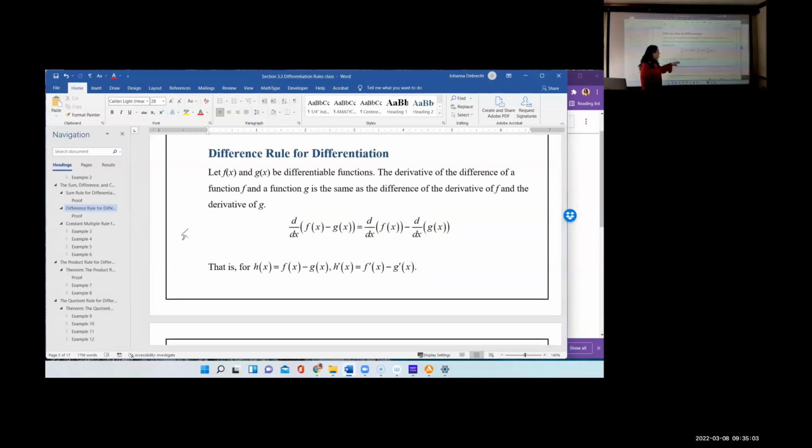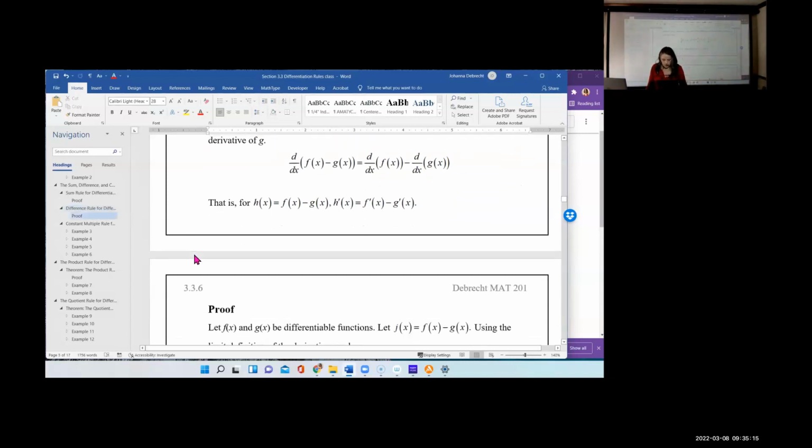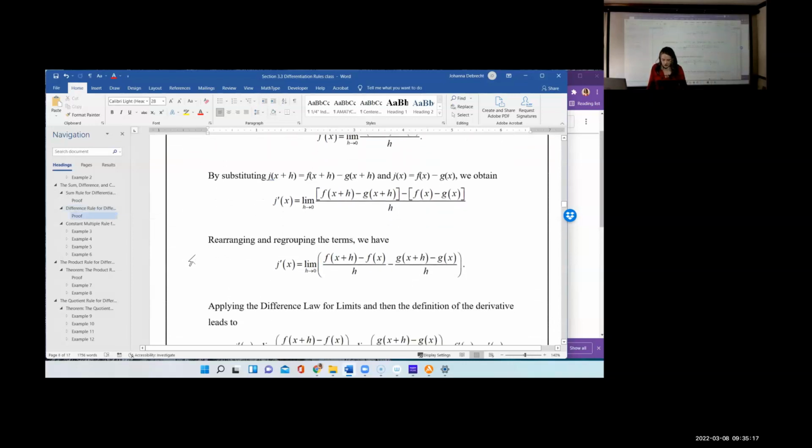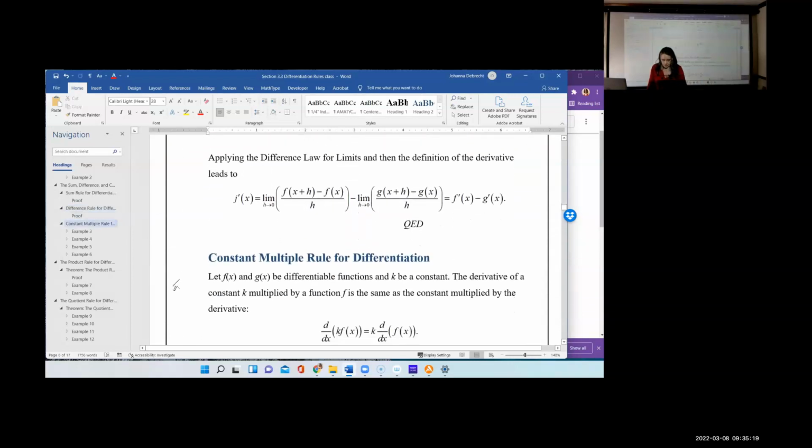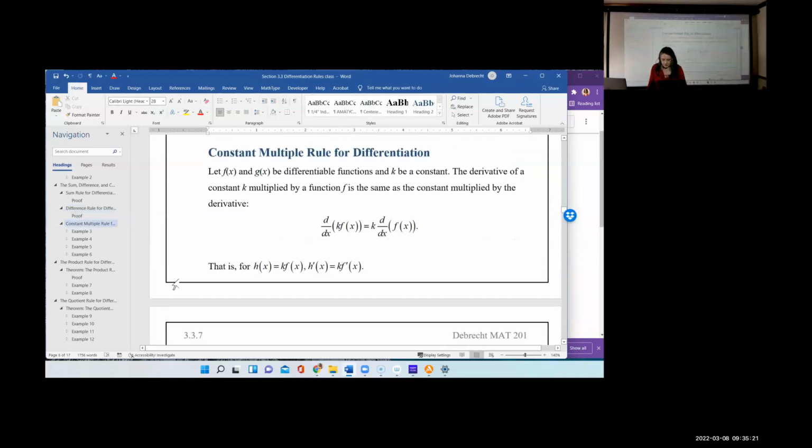The difference rule is the same as the sum rule, just with subtraction. If you have a function defined to be the difference of two functions, then to find the derivative of the original, you take the difference of the individual derivatives. All right. And we won't go through that proof. It's essentially the same. You just have to rearrange the terms.